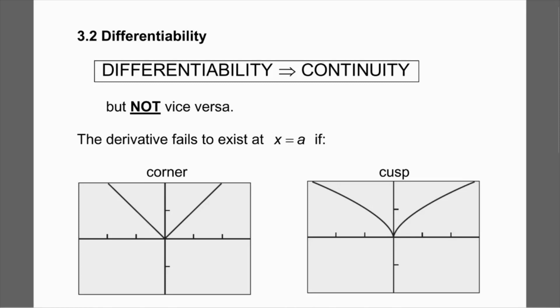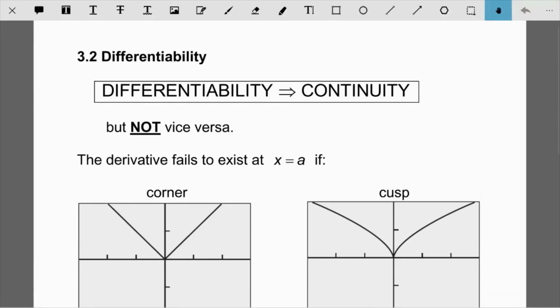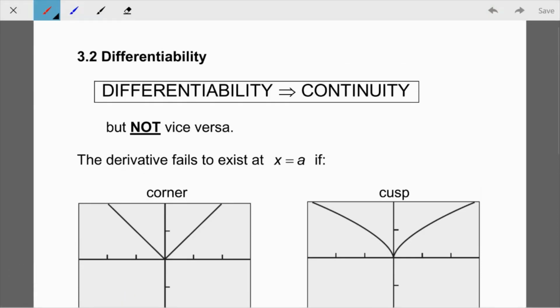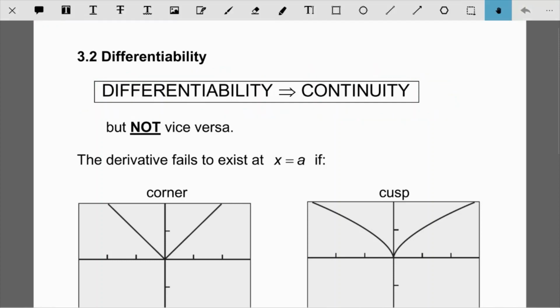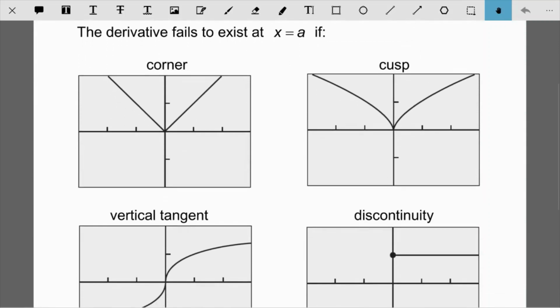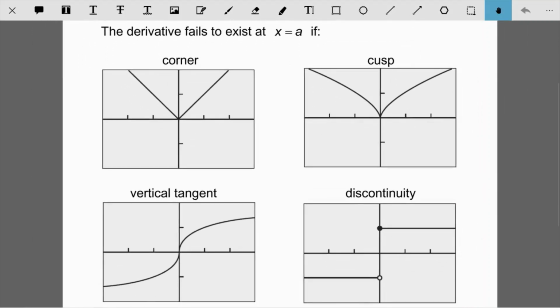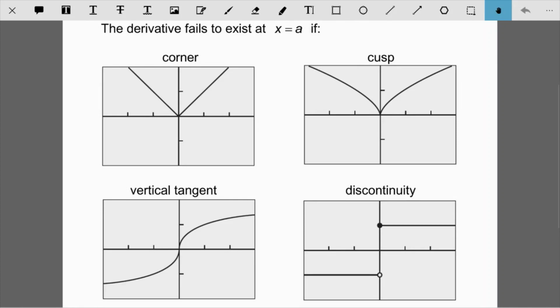The other part of differentiability is that in order for a function to be differentiable, it also needs to be continuous. So all continuous functions are not differentiable, but all differentiable functions are continuous. And that's what this statement here is basically saying, is that if a function is differentiable, then it's definitely going to be continuous. It doesn't necessarily work the other way around. Okay, so let's take a look at some situations where the derivative fails to exist graphically.